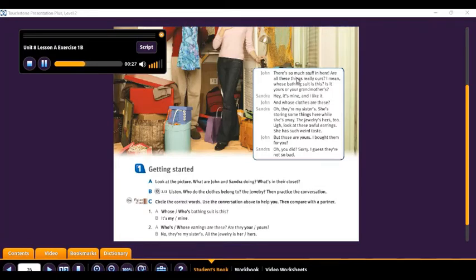There's so much stuff in here. Are all these things really ours? I mean, whose bathing suit is this? Is it yours or your grandmother's? Hey, it's mine, and I like it. And whose clothes are these? Oh, they're my sister's. She's storing some things here while she's away. The jewelry's hers, too. Ugh, look at these awful earrings. She has such weird taste. But those are yours! I bought them for you! Oh, you did? Sorry, I guess they're not so bad.